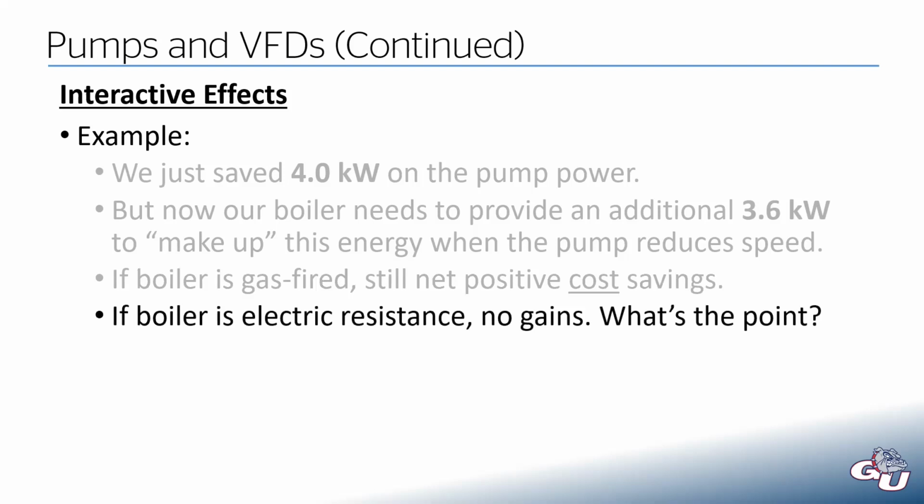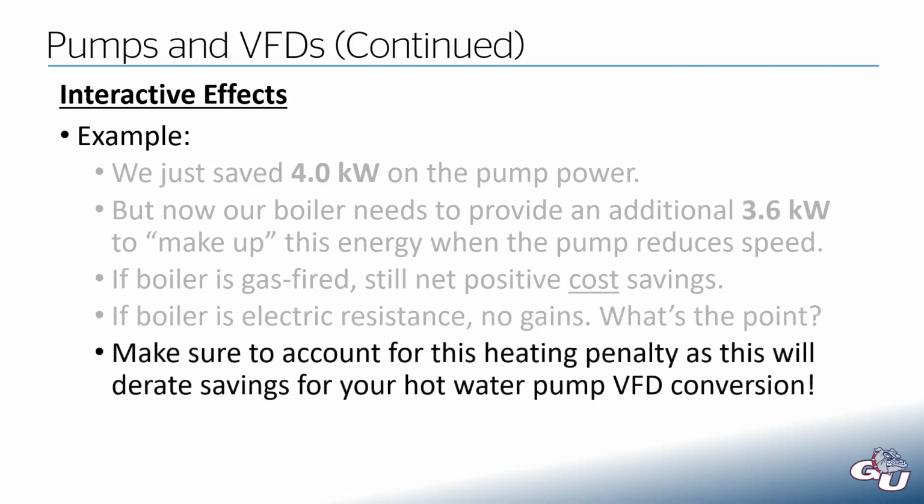If our boiler is electric resistance, then there's no gains at all. What's the point? You shouldn't be converting an electric hot water system to variable speed control because you will see no savings. So make sure you account for the heating penalty because this is going to derate your savings. Your savings won't look as good if you are dealing with a hot water system, because anytime that hot water system is running, you are going to see a heating penalty.